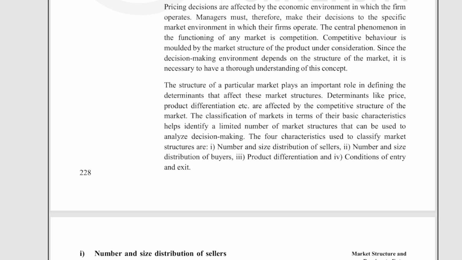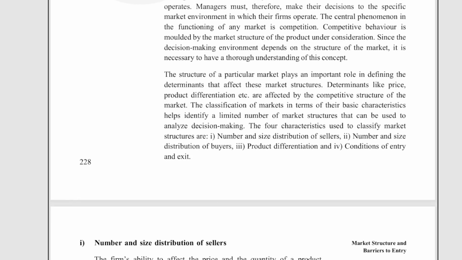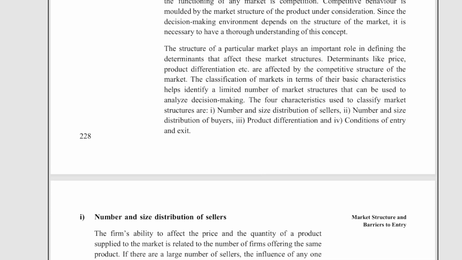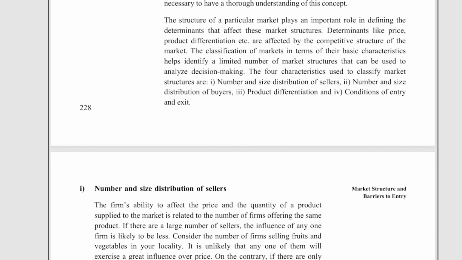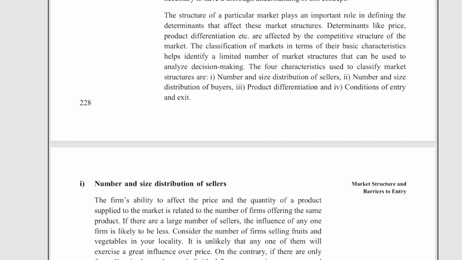The central phenomenon in the functioning of any market is competition. Competitive behavior is molded by the market structure of the product under consideration. Since the decision-making environment depends on the structure of the market, it is necessary to have a thorough understanding of this concept. The structure of a particular market plays an important role in defining the determinants that affect this market structure. Determinants like price, product differentiation, etc. are affected by the competitive structure of the market.